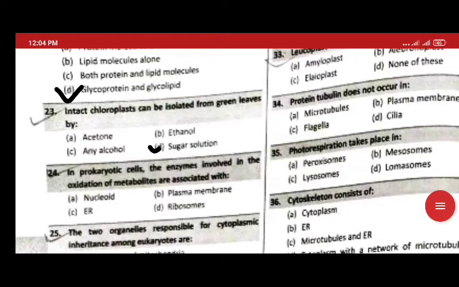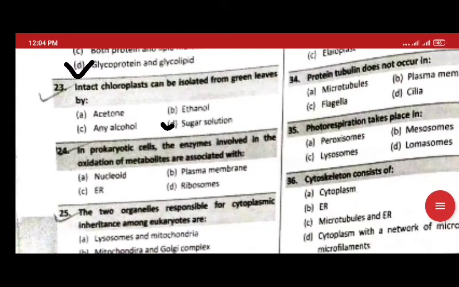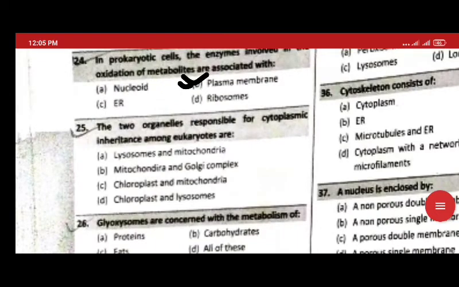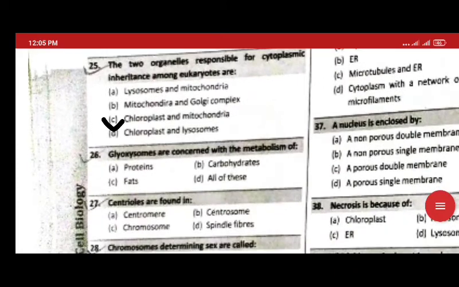Now 24, in prokaryotic cell the enzymes involved in the oxidation of metabolism are isolated. So in metabolic oxidation enzyme, so in plasma membrane, because here no mitochondria present. So 24 number is B. Now 25 number, the two organelles responsible for cytoplasmic inheritance among eukaryotics. So cytoplasmic inheritance can occur in chloroplast and mitochondria due to presence of what? DNA.